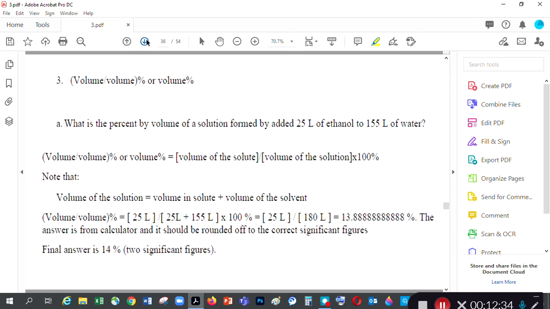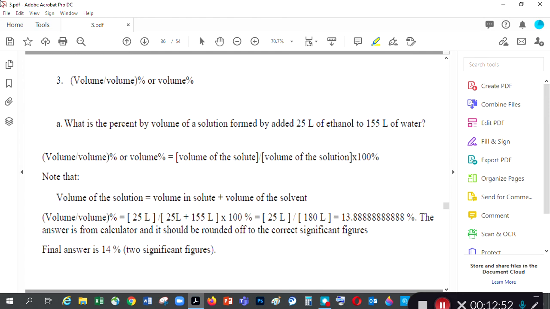So let's go to another example. Now we'll go to volume over volume. It's the same as mass over mass. We just have to take into consideration the sum of the total volume, which is the volume of the solute plus the volume of the solvent.